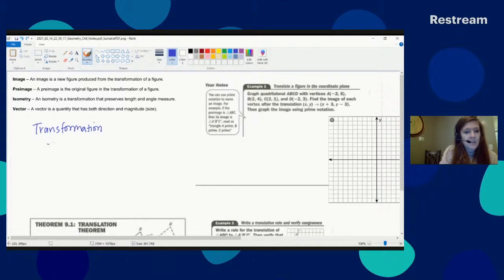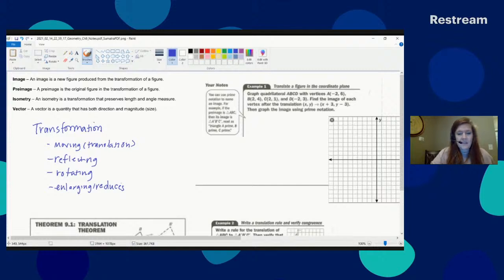It could be moving, which we call translation. It could be reflecting. It could be rotating. And it could be enlarging or reducing. So those are all types of transformations. And we've talked about this before in earlier sections. We usually have a section right at the end about this. So that's just a review of what a transformation is.